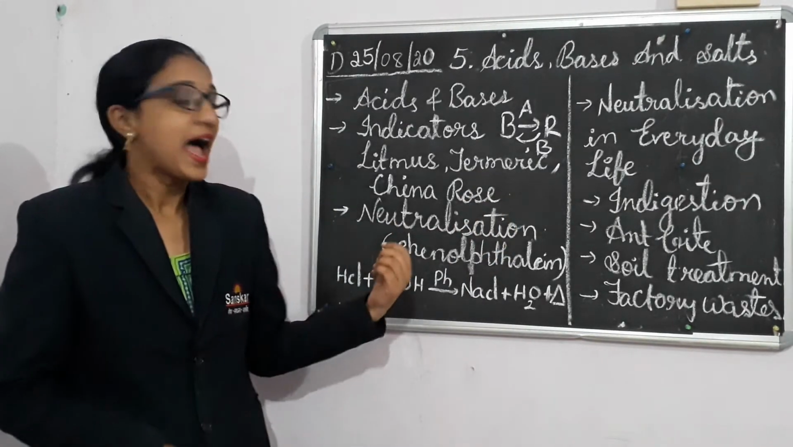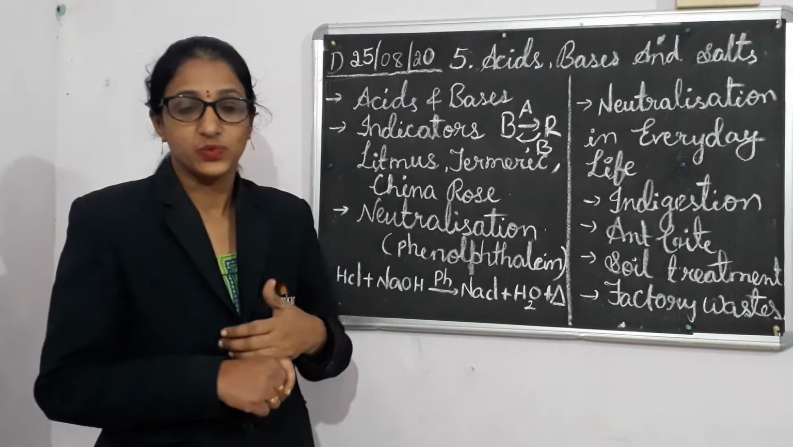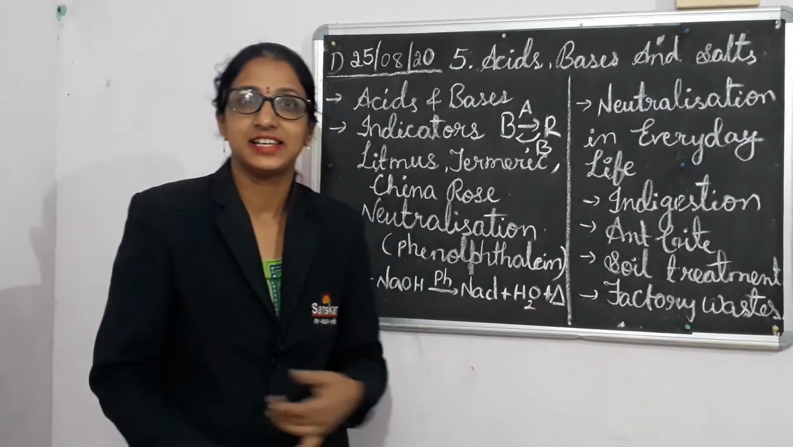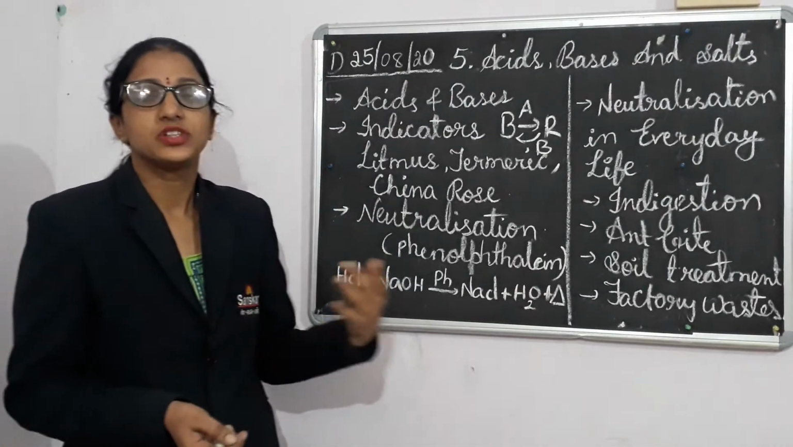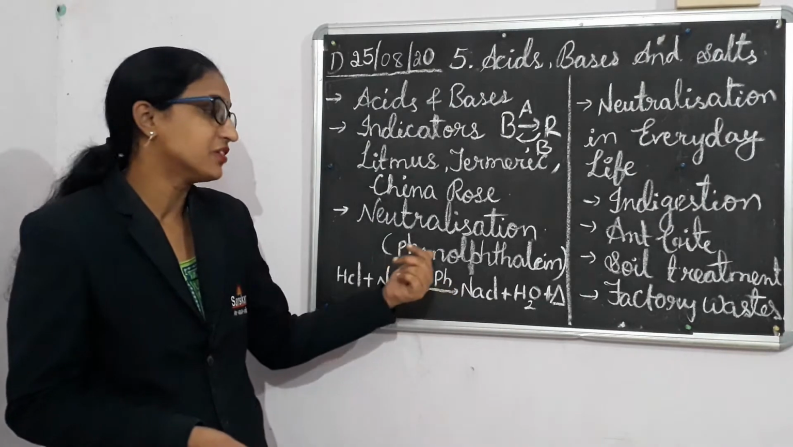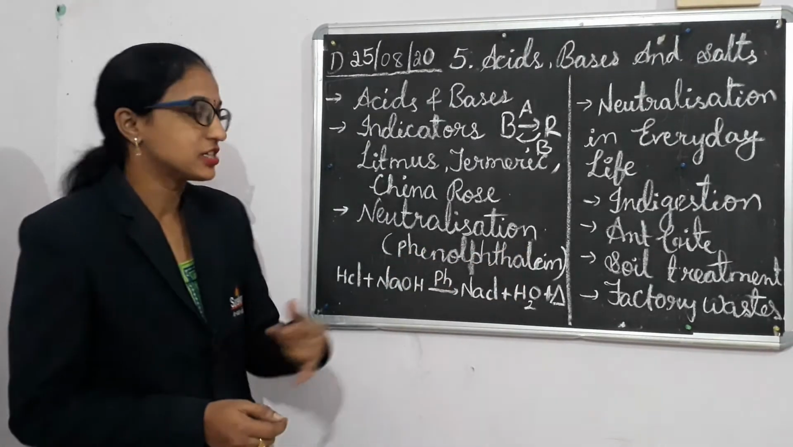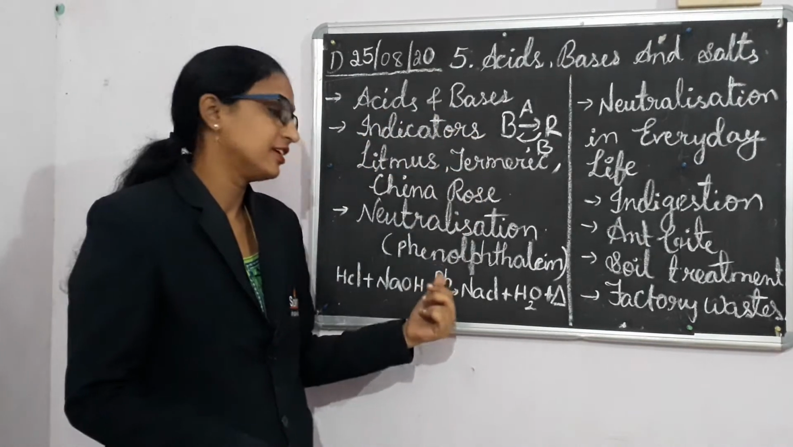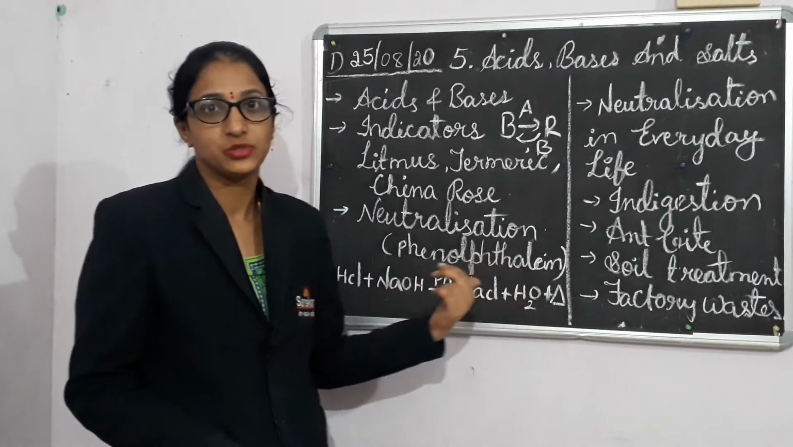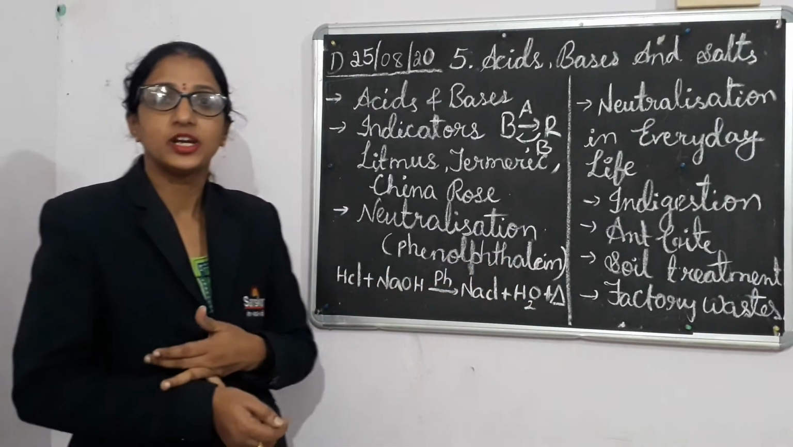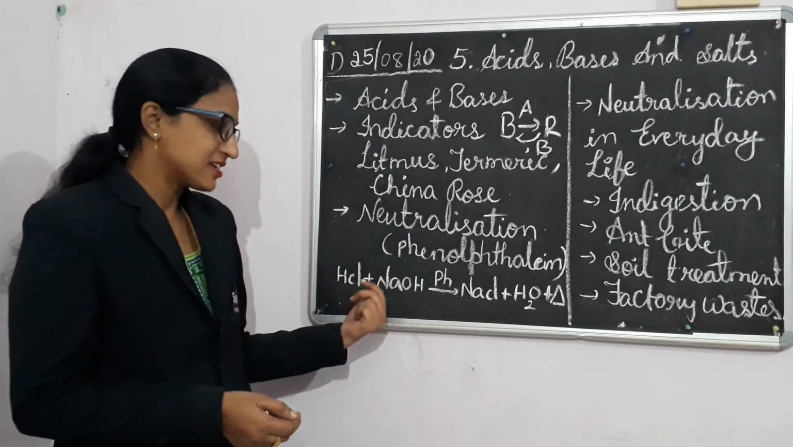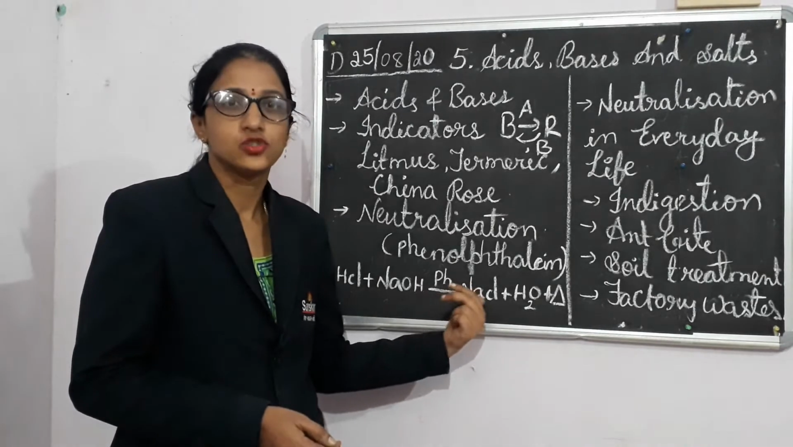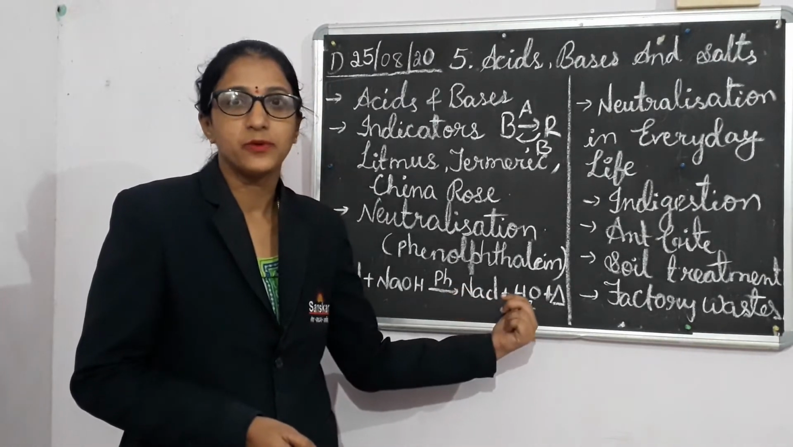And next, neutralization. Neutralization means when acid and base react with each other, they form salt, water and release heat. This is neutralization. We can test this neutralization reaction by using phenolphthalein indicator. The indicators we use for testing acids and bases, we can't use here. Here we have to use phenolphthalein to test neutralization reactions. In a neutralization reaction, acid reacts with a base, or base reacts with an acid, and forms salt, water, and along with these two compounds, heat.